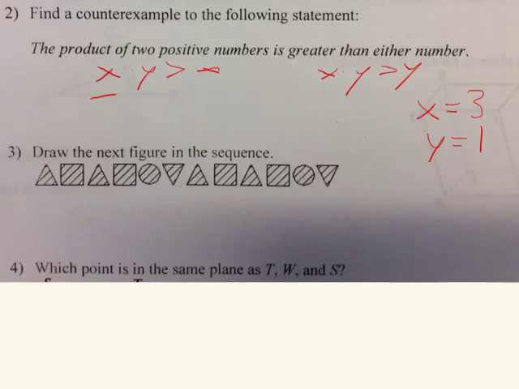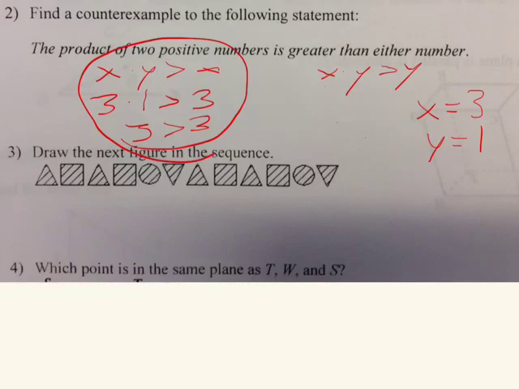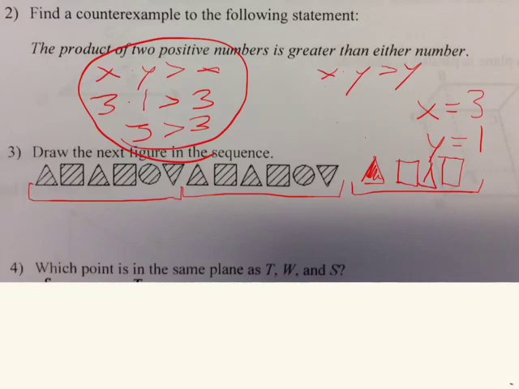So this would be 3 times 1 is greater than 3. This is 3 is greater than 3. Is that true? No. Those are equal. So this is your counterexample because you disproved that statement. So here's the answer for number 3.